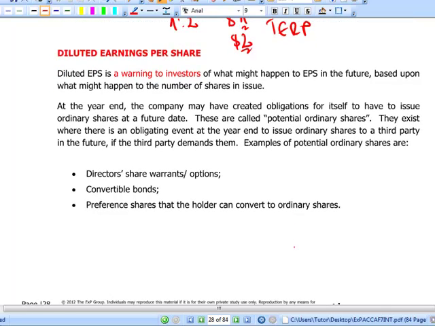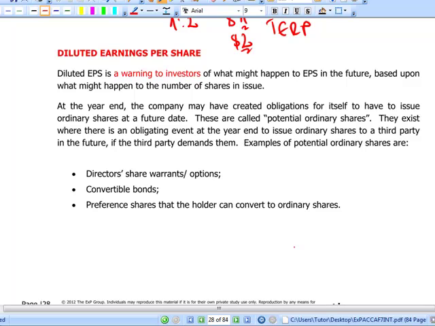Now, IAS 33 requires quoted companies not to state only the basic EPS, but also to state on the face of the income statement the diluted earnings per share. So meaning I want to signal to the current shareholders that there are some instruments in issue now that will potentially dilute their ordinary shares. So for instance, directors may have share warrants or share options, okay? So as long as they work, let's say 3 years for the company, they have a right to buy either cheaper shares or to receive shares for free.